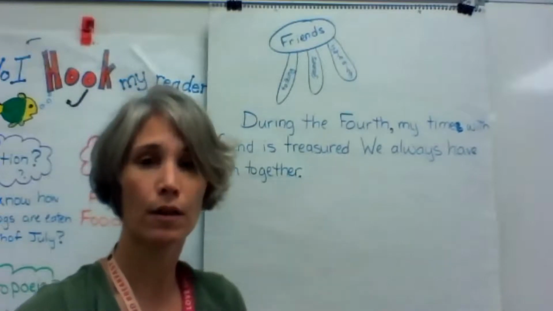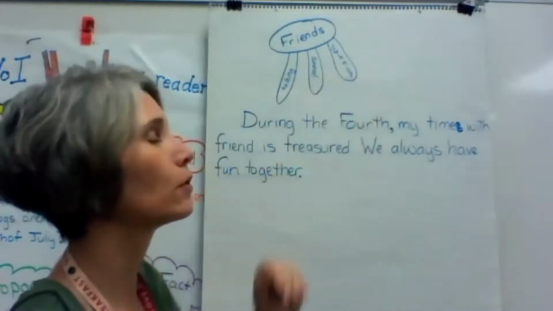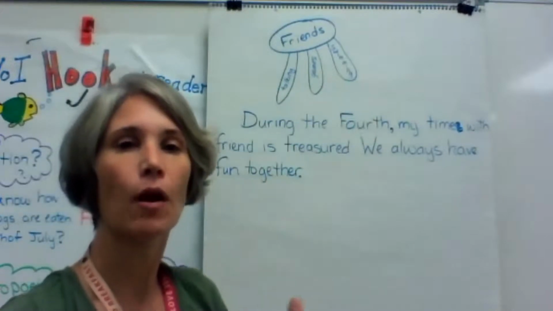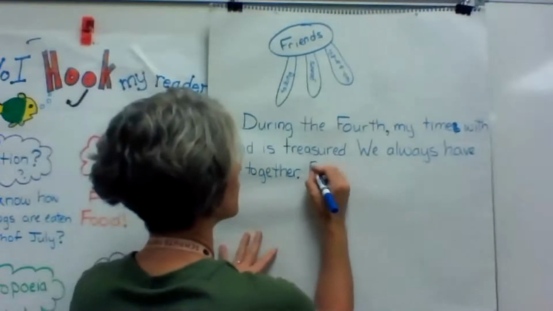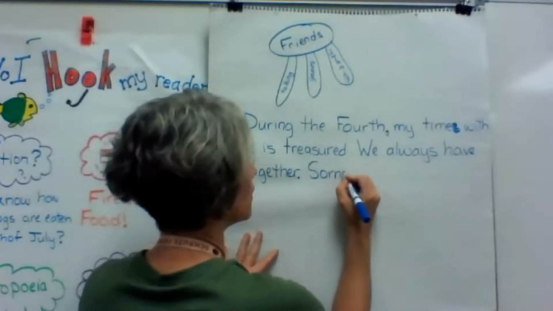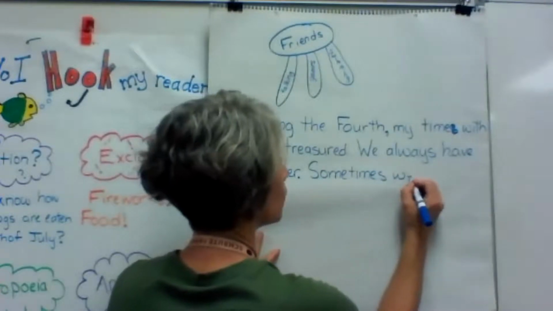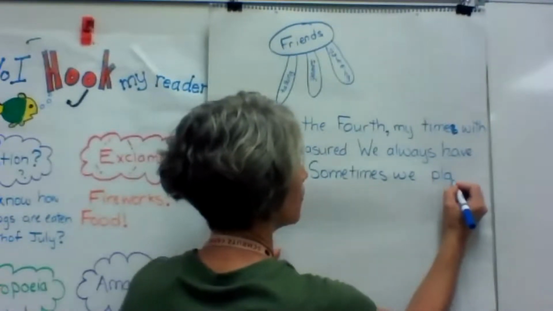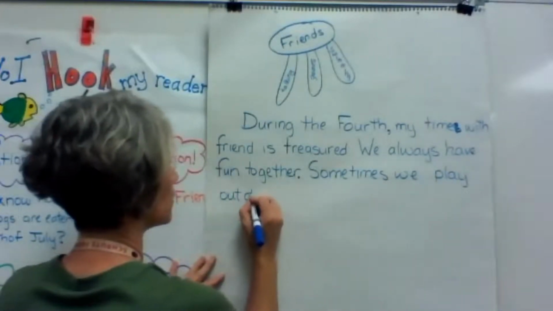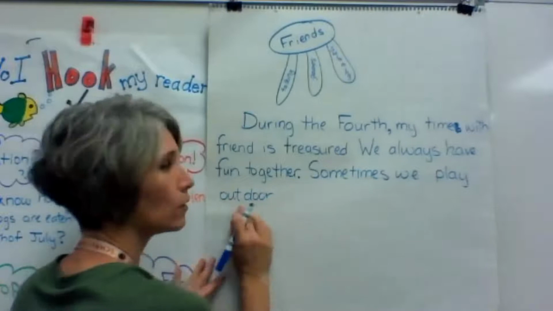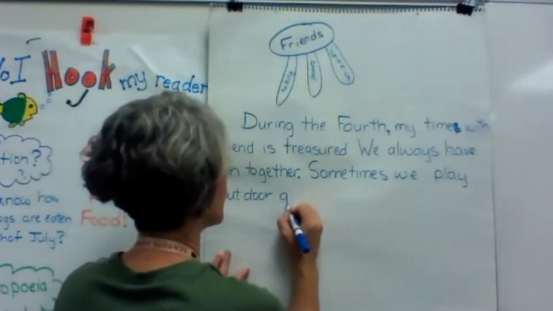Okay? What are the things we have fun together doing? We have fun talking, playing games, swimming. Okay? So, but we don't always do all those things. So I'm going to use the word sometimes. Sometimes we play outdoor games. Oh, I use an adjective there so they would know what kind of games we're playing. Outdoor games.